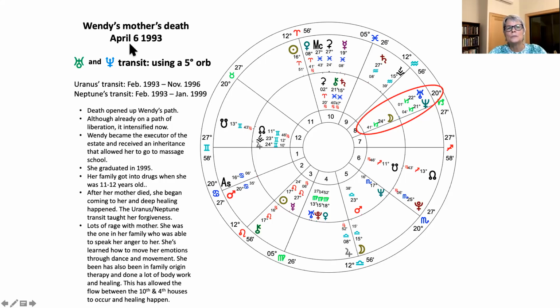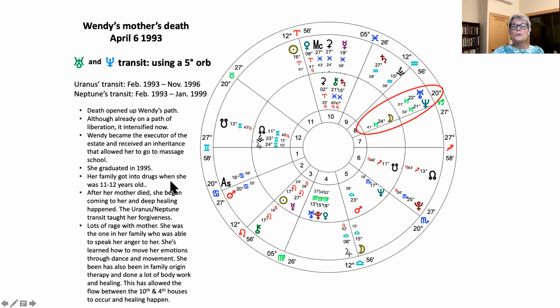So basically, her mother's death kind of launched her Uranus-Neptune conjunct. For her, it was a 3.5 year period of time. So the death opened up Wendy's path. Although she had already been on a path of liberation, it was intensified now. Wendy became the executor of the estate after her mother's death and received an inheritance that allowed her to go to massage school. She graduated in 1995. Keep in mind that's before the ending of the Uranus transit.